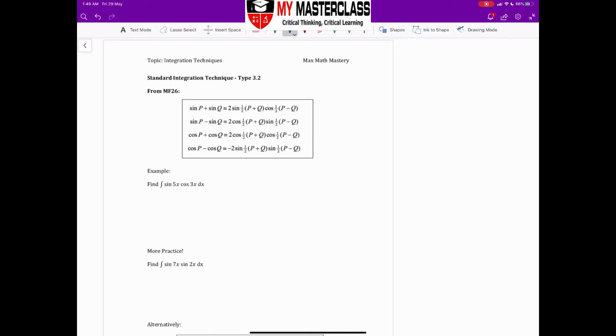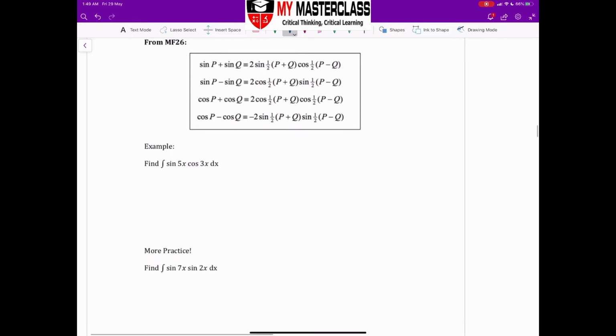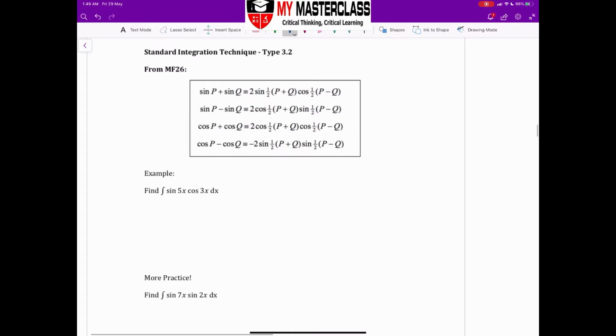It ultimately depends on what kind of combination you have in terms of sine and cosine. A very common question will be, I will ask you to integrate sine 5x cosine 3x dx. Whatever formula we have learned so far, we won't be able to integrate this directly. So from the four formulas in the MF26, we are supposed to convert to sine p plus sine q or sine p minus sine q, so and so forth. Basically, it's the left hand side. The questions are typically given to you as the right hand side, and you are supposed to convert back to the left hand side.